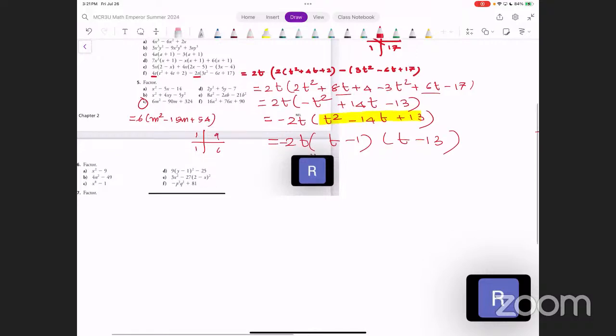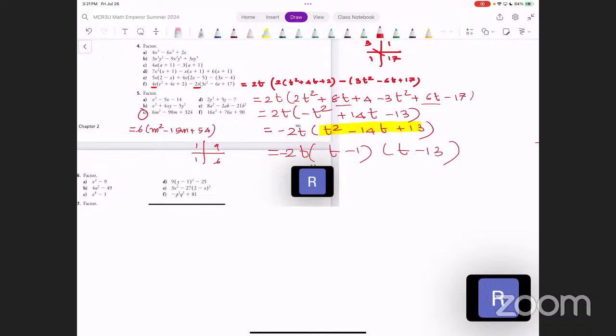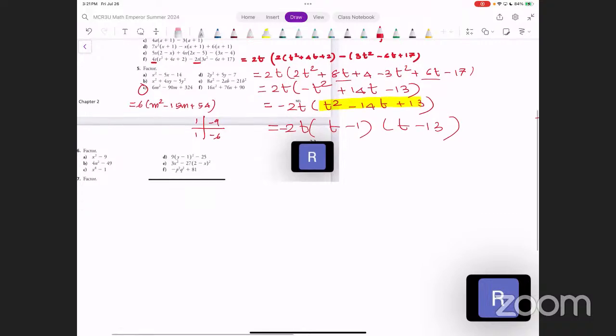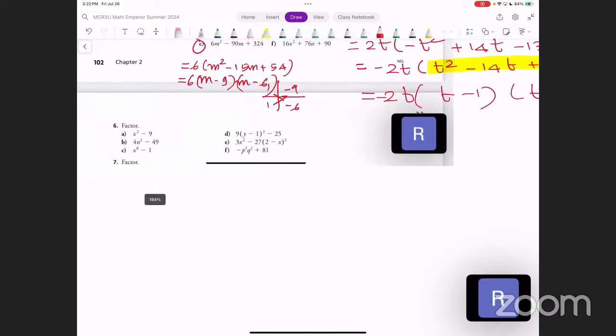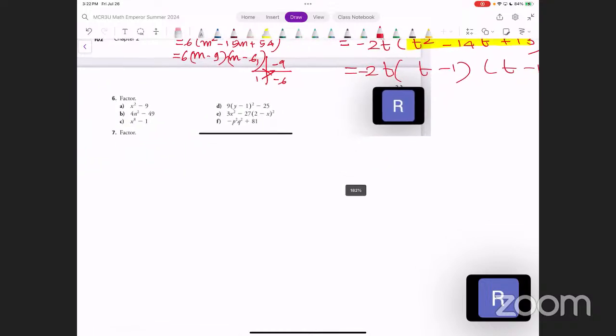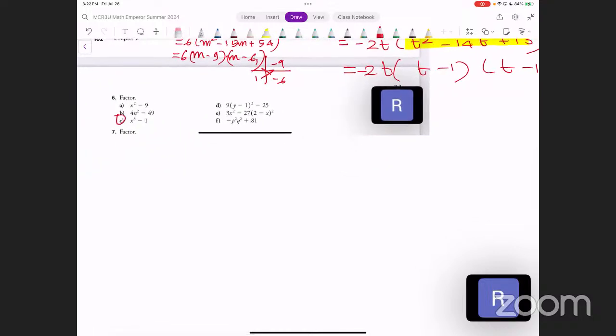If I put minus 9 and minus 6, we know minus 9 times minus 6 is positive 54, and minus 6 plus minus 9 is negative 15, isn't it? Are you following that? So we can write it as 6 times m minus 9 times m minus 6. Wait a second. All right, so can you guys do C and F?